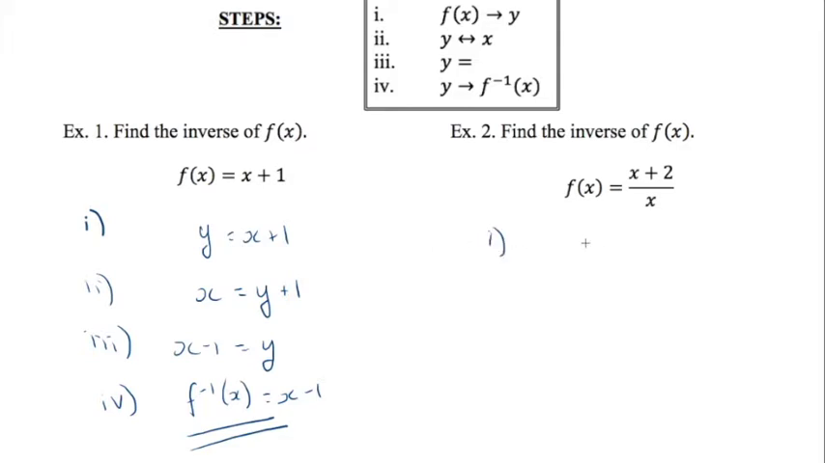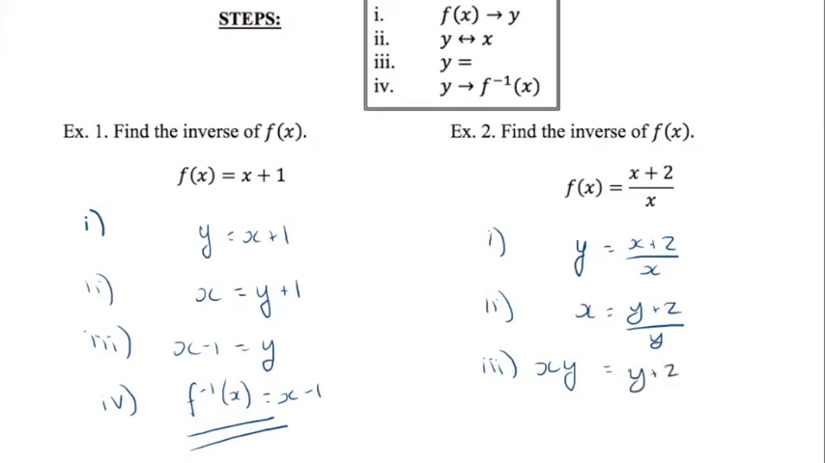So step 1 is asking us to change our f of x into y. Second step, we're going to switch our y's into x's and our x's into y's. Third step, we're going to rearrange for y. So let's multiply both sides by y. Let's bring the y's onto one side. Factorise out our y.